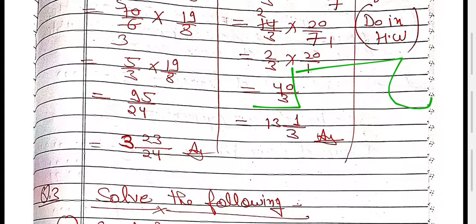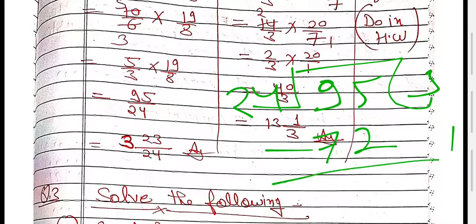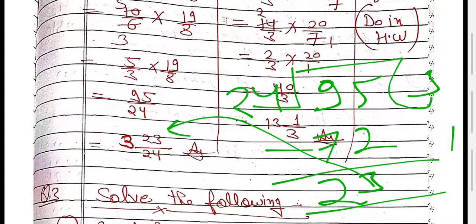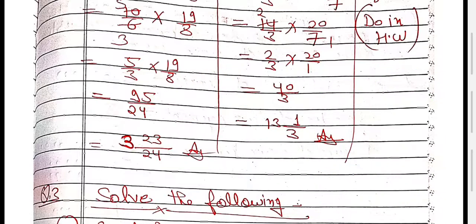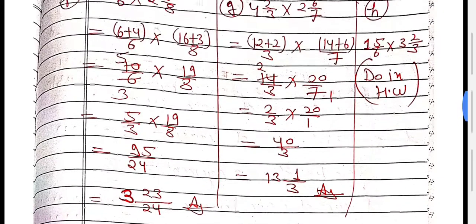If you want to convert 95 upon 24, you get 24 here. 2 carry 1 to the 8, 72. Now if you subtract, you get 23. So what you do, write the remainder upside and the quotient in front of it. It means that 3 and 23 upon 24 is your answer. This is also a right answer, this is also a right answer. One answer is given in improper fraction, this is also given in mixed fraction.